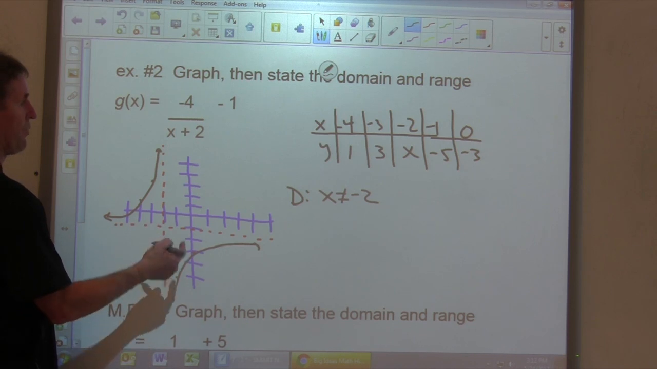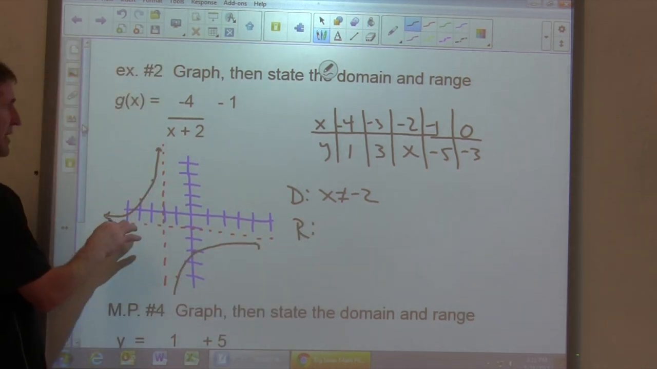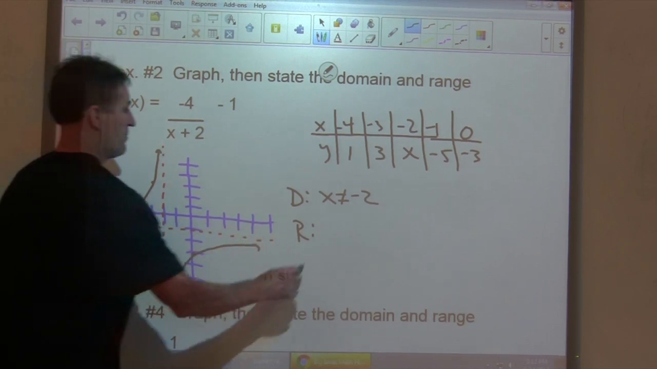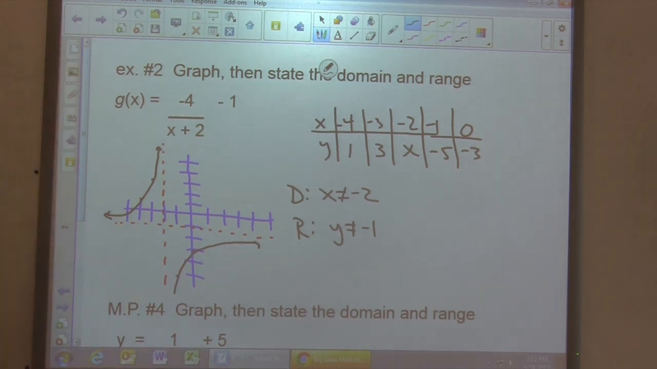And then the range, remember, is your y values. So in this case, the y can be everything except it can't be negative 1. So y cannot equal negative 1. So that would be the domain and range.